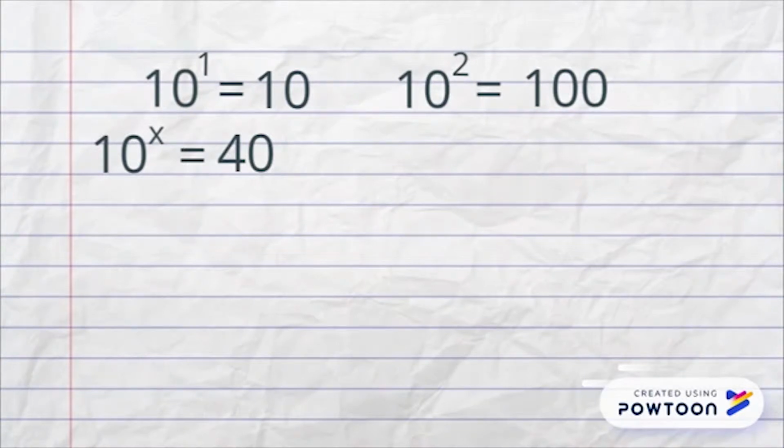First, you bring the power of x down to become just an x. Then, you write a log to the left side of 40, and after that, you move 10 to the other side and let it be a subscript of log. Using a calculator, you should get the value of x about 1.6.